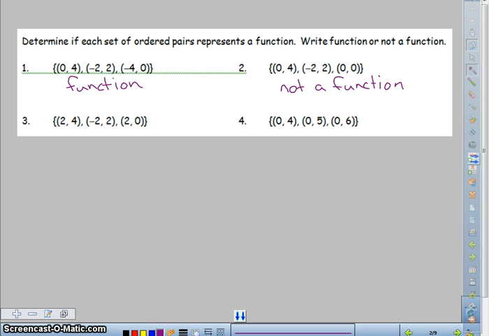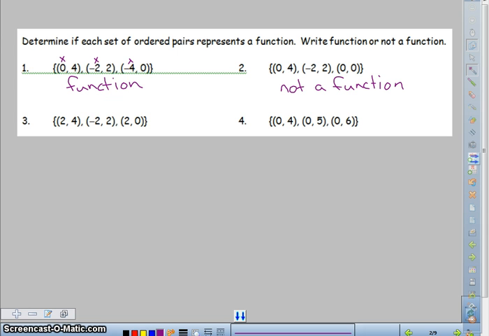All right, so I've done the first two right here. Number 1 is going to be a function. If you look, the x value, which is the independent or the first one in each one, all of them are different, and all of them give you different numbers. So yes, number 1 is a function.